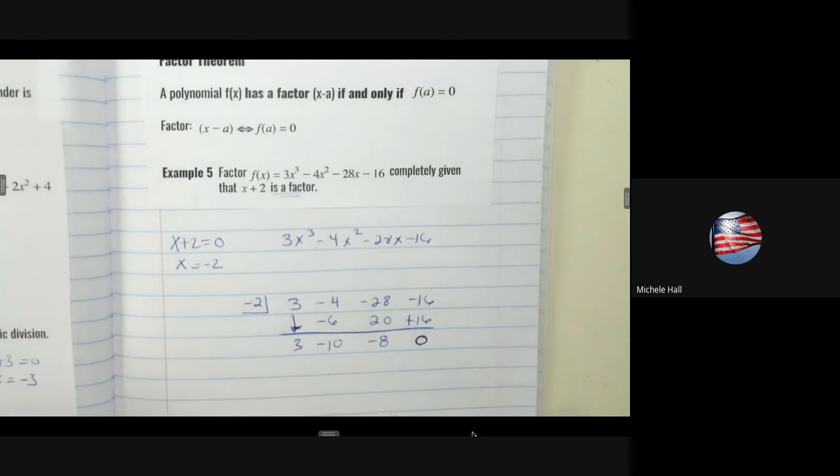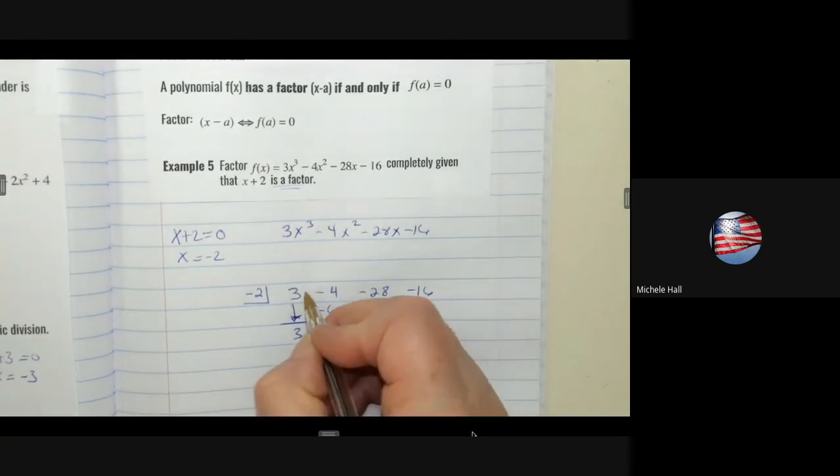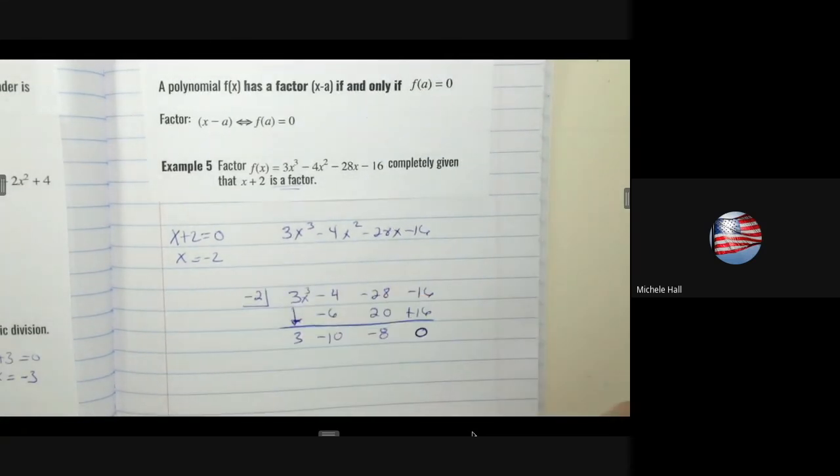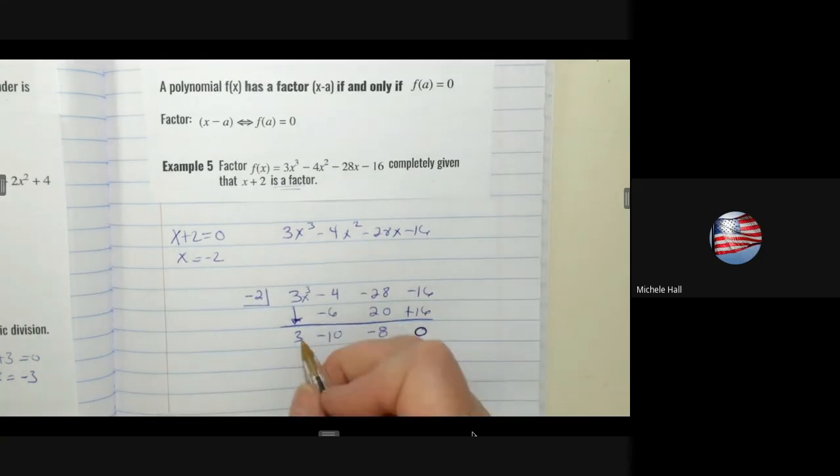of synthetic division. I have an x cubed that I started with. I divided by a linear factor. That gives me x squared.